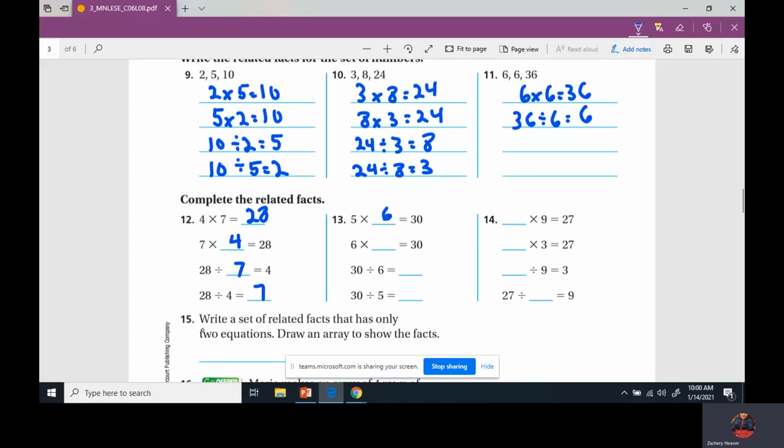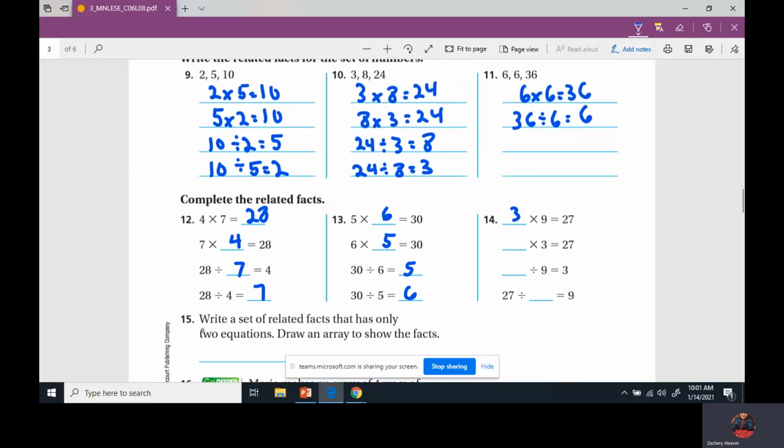5 times 6 is 30. 6 times 5 is 30. 30 divided by 6 is 5. And 30 divided by 5 is 6. The last one. Look at our numbers. We know we have a 9, a 27, and a 3.